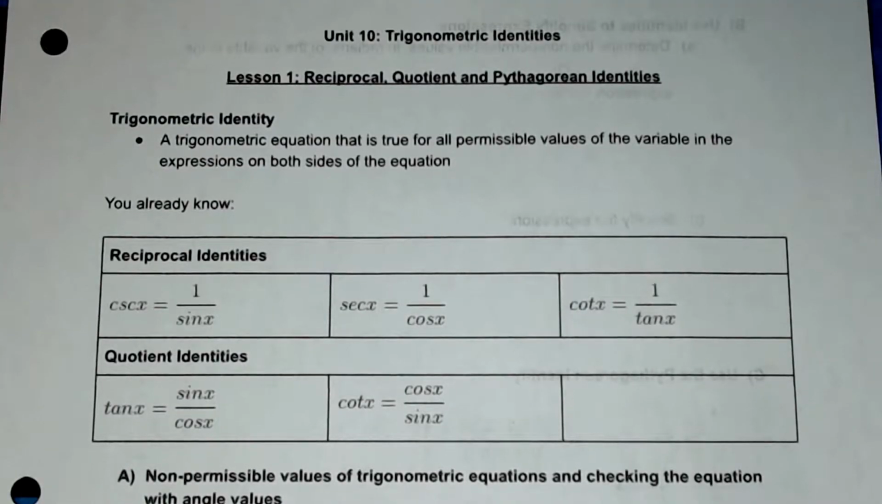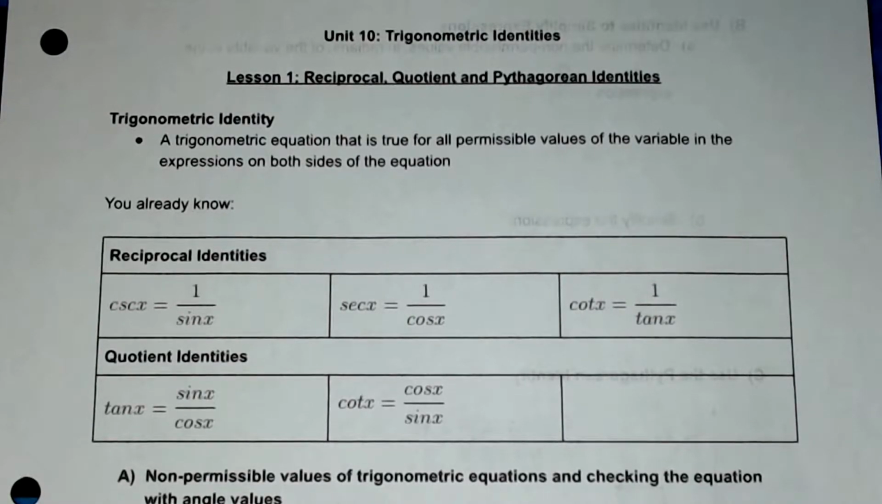Trigonometric Identities, Lesson 1: Reciprocal, Quotient, and Pythagorean Identities. In this unit, we're going to be dealing with all the trigonometric ratios that we've learned so far and using different identities and formulas to solve for and evaluate problems.